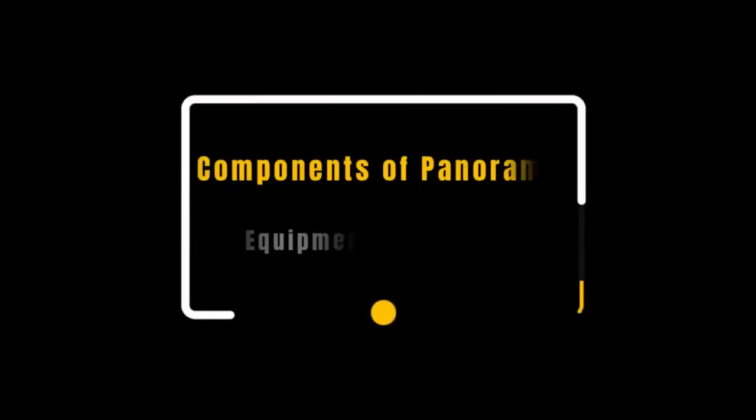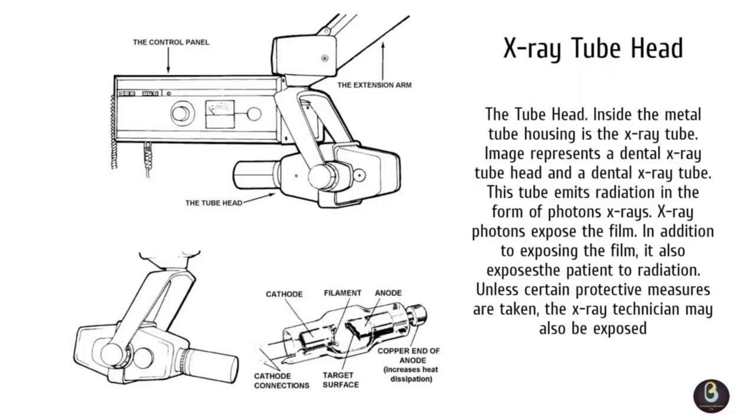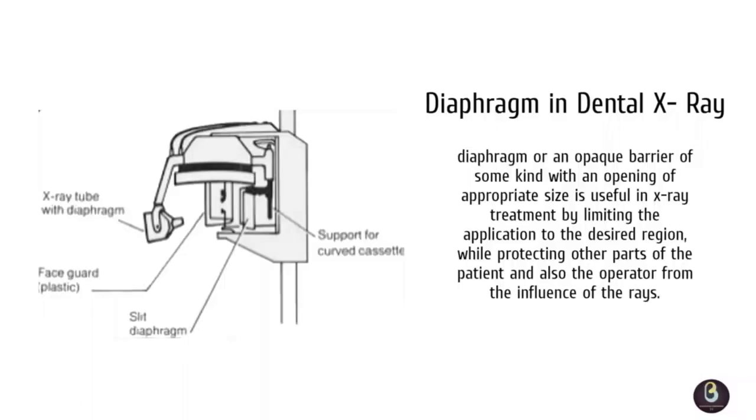First, we will look into the components of panoramic equipment and imaging. X-ray tube head produces the X-ray beam. The beam is aimed slightly upwards towards the slot in the cassette holder. Diaphragm: the X-ray beam is collimated by the diaphragm to form a vertical slit-shaped beam. The X-ray beam width should be no greater than 5 mm.